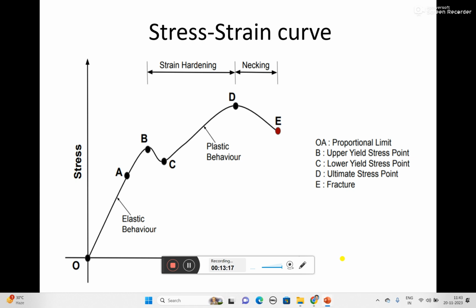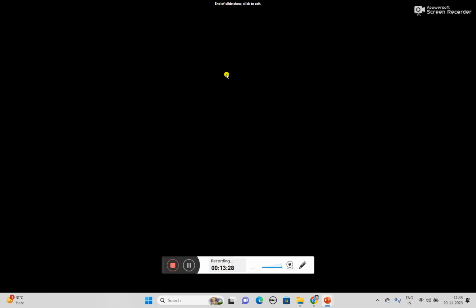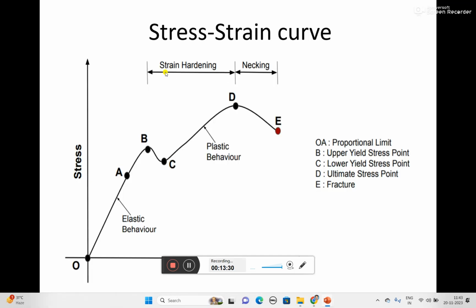Here you can see the zone from point B to D. The zone from B to D is related to the strain hardening zone, because as you keep on increasing the load, the material starts to get hardened. That's why that particular zone is known as the strain hardening zone, that is from point B to D.